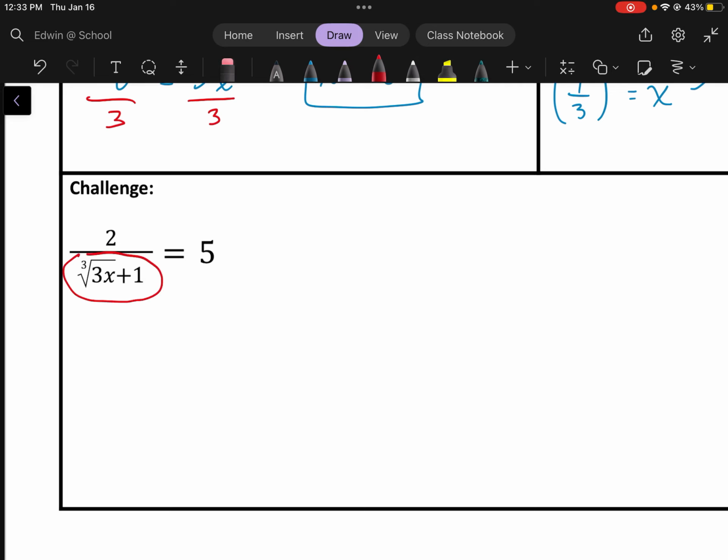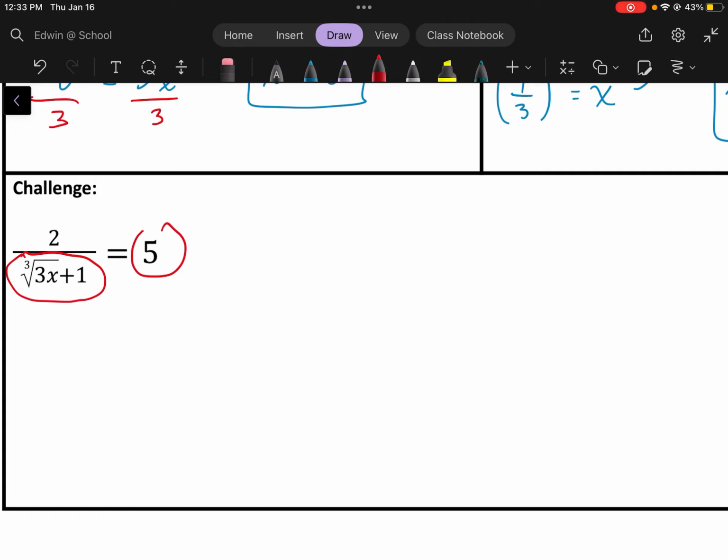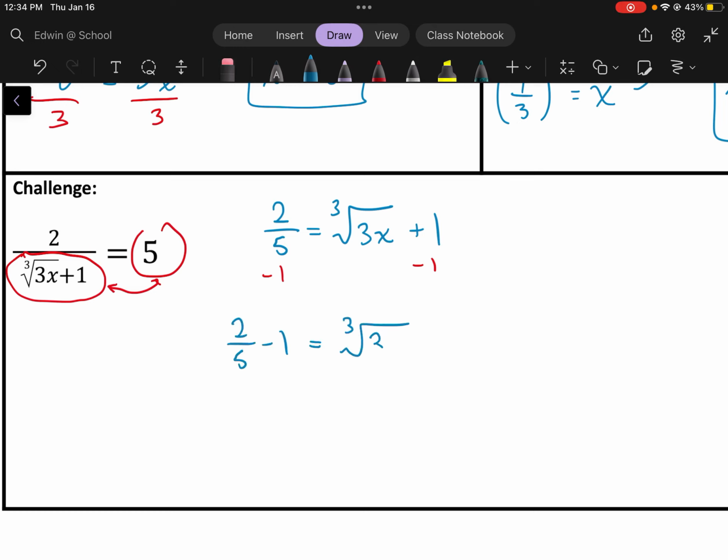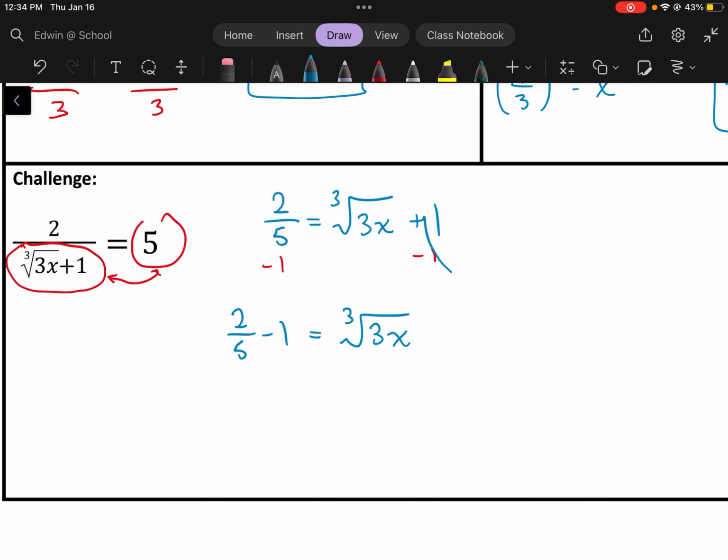Last example. We have something that looks kind of similar. We have a fraction, and we have a number out here. So we're going to do that same thing. We're just going to swap these things completely. So we have 2/5 is going to equal to cube root 3x plus 1. And the first step is just to subtract the 1 out here on the outside. So we're going to end up with 2/5 minus 1 is equal to cube root 3x.